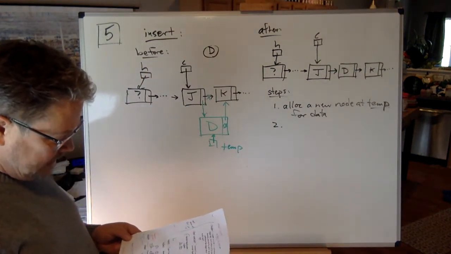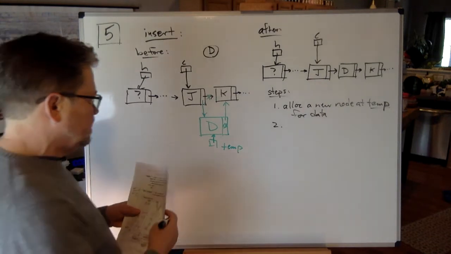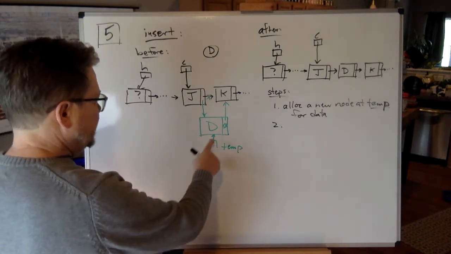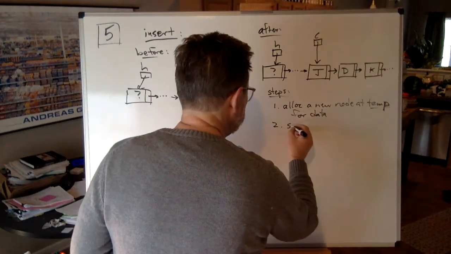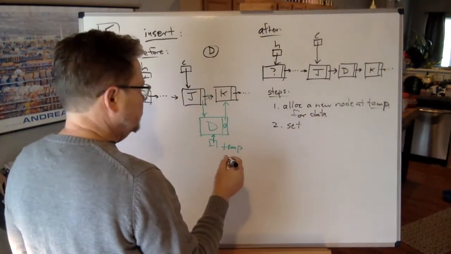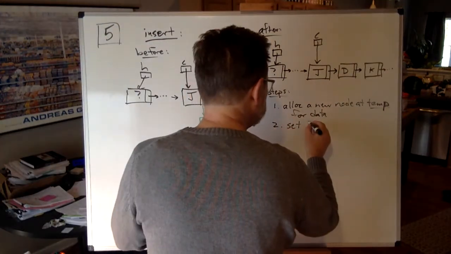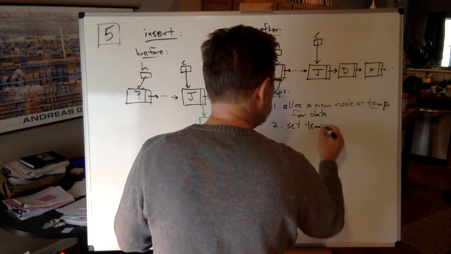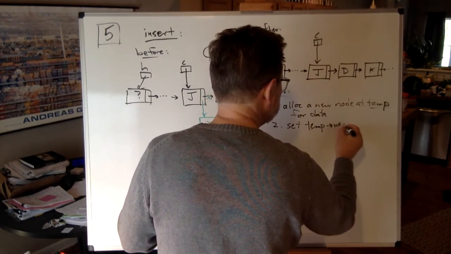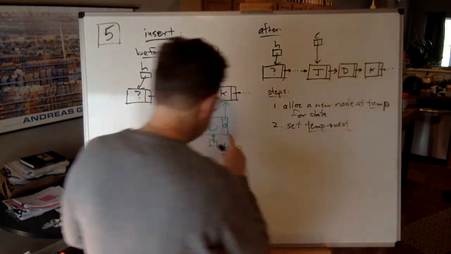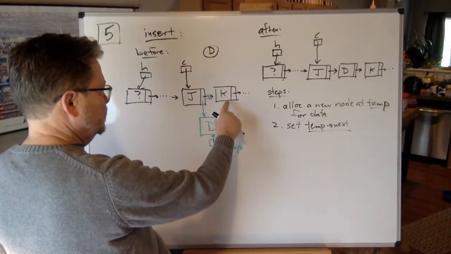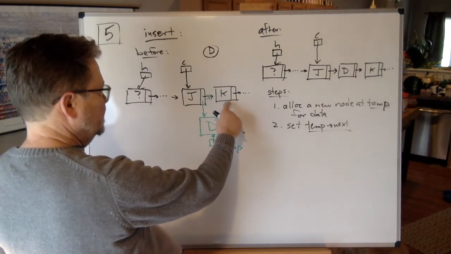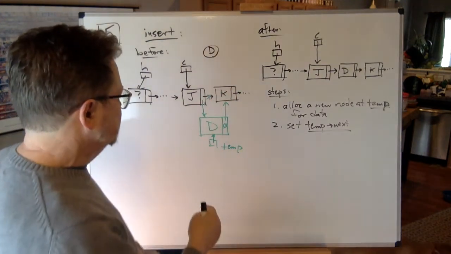Now that I've got that, I need to set temp arrow next to the address of node K. And since this is pseudocode, not actual C++, I'll use the word set. Set temp arrow next. That's this thing right here, this pointer to the next node, set that to K. Except we can't say that. It's not going to be K in the general case. It's going to be some other data.